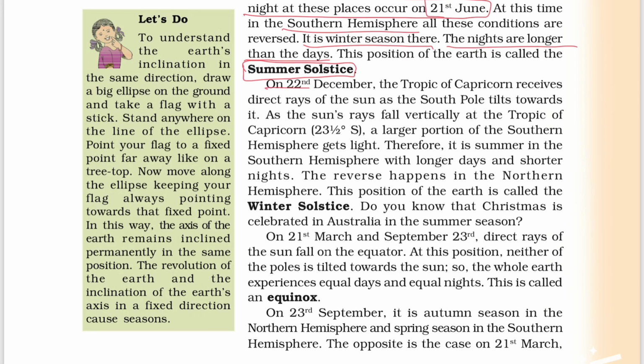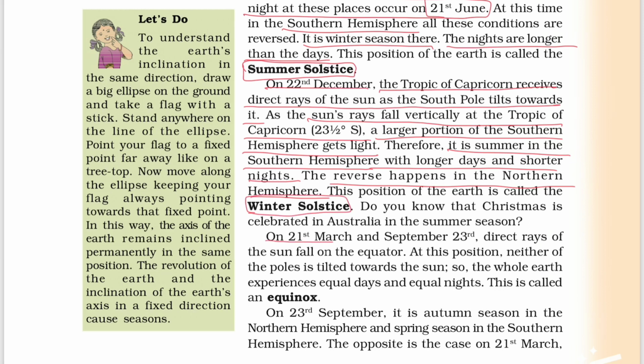Next, on 22nd December, the South Pole tilts towards the Sun, as we saw in the diagram. The Sun's rays fall vertically on the Tropic of Capricorn, that is 23.5 degrees south, and a larger portion of the southern hemisphere gets light. Therefore, it is summer in the southern hemisphere with longer days and shorter nights. The reverse happens in the northern hemisphere. This position of the Earth is called the winter solstice.